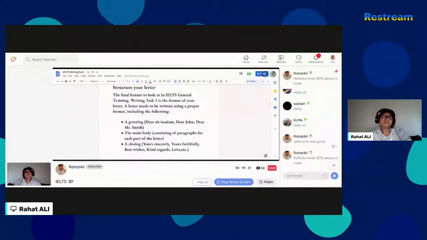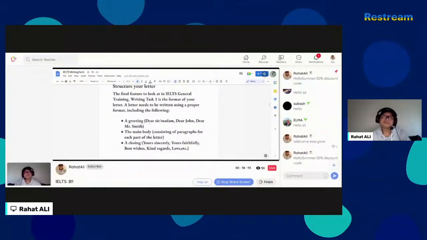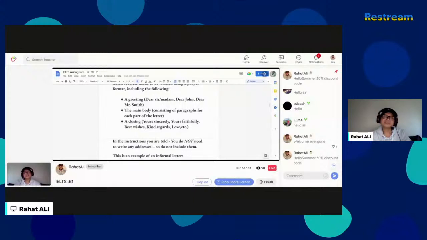Then the main body. In the greeting, you may include dear sir, madam, dear John, dear Mr. Smith, or any other salutation that is appropriate. Then the main body, consisting of paragraphs for each part of the letter. A closing: yours sincerely, yours faithfully, best wishes, kind regards, etc. or love.